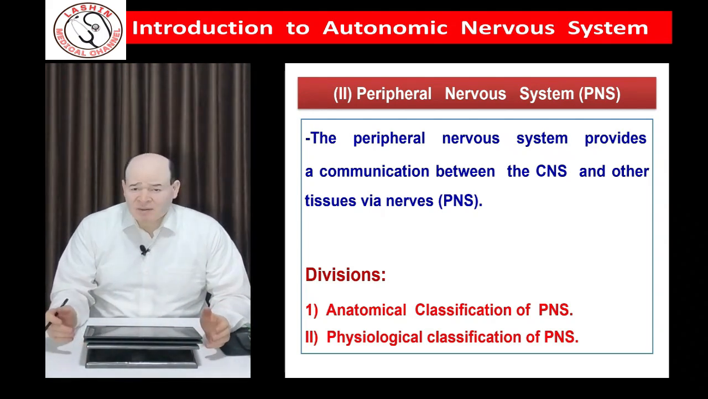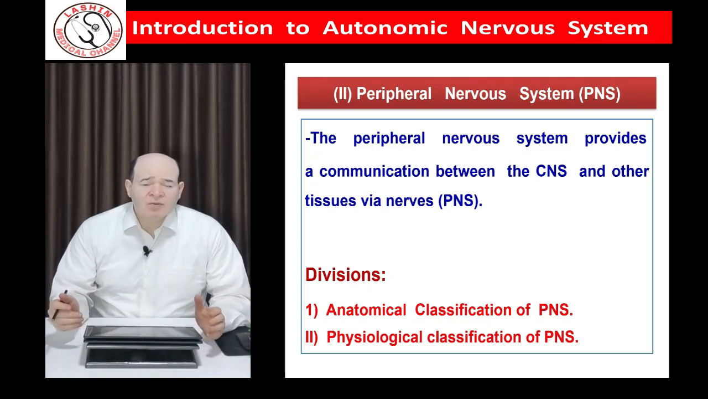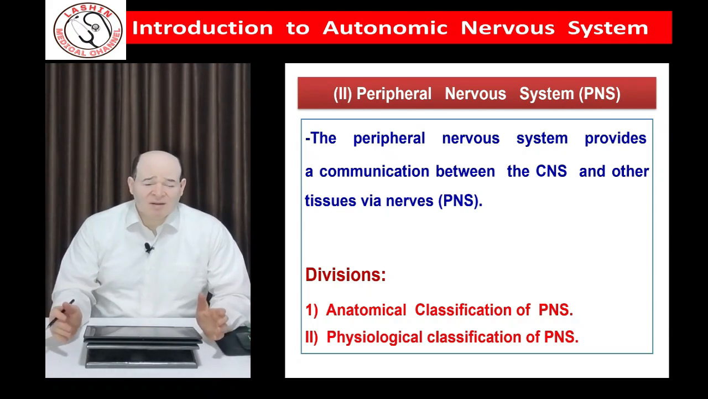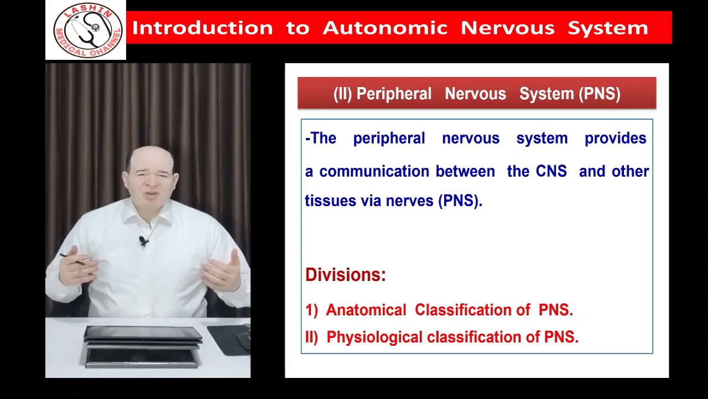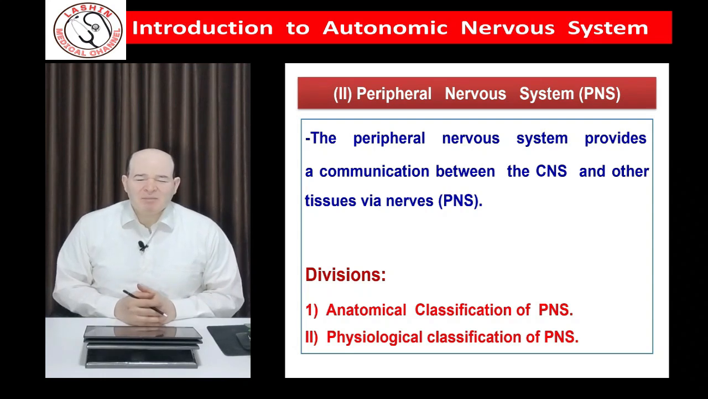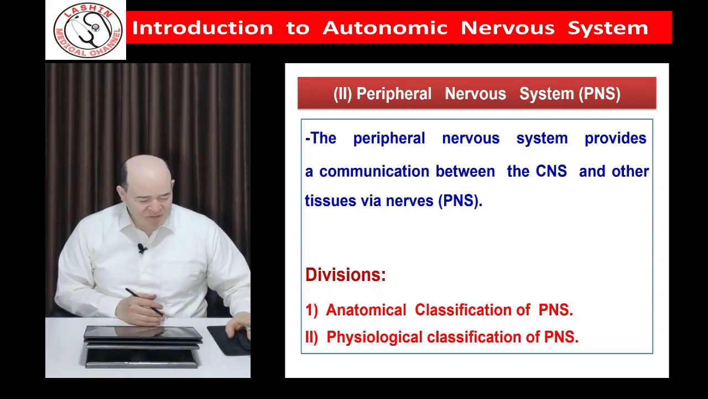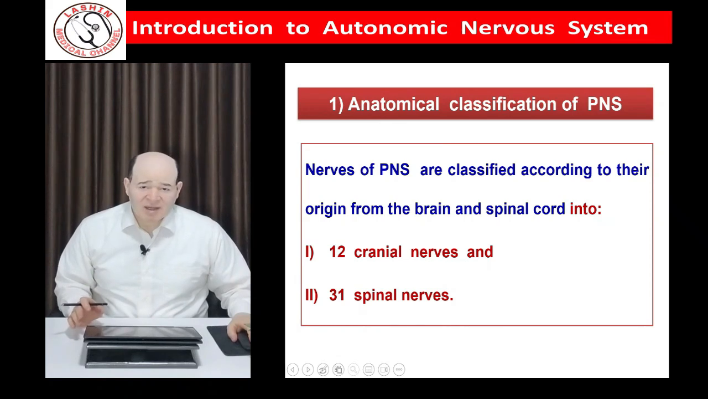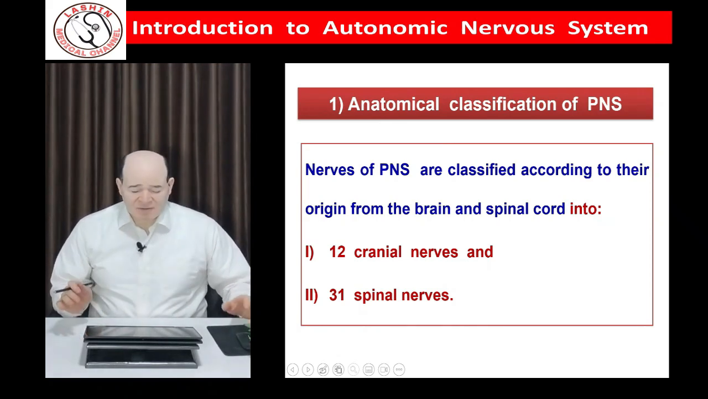As I said, the peripheral nervous system is the total of the nerves which connect our CNS to our body organs. They are formed of sensory nerves and motor nerves, whether they are voluntary or involuntary. We have so many nerves, so we have many methods for classifying them. First, we have the anatomical division. Second, we have the physiological division, and these are the two most famous divisions.